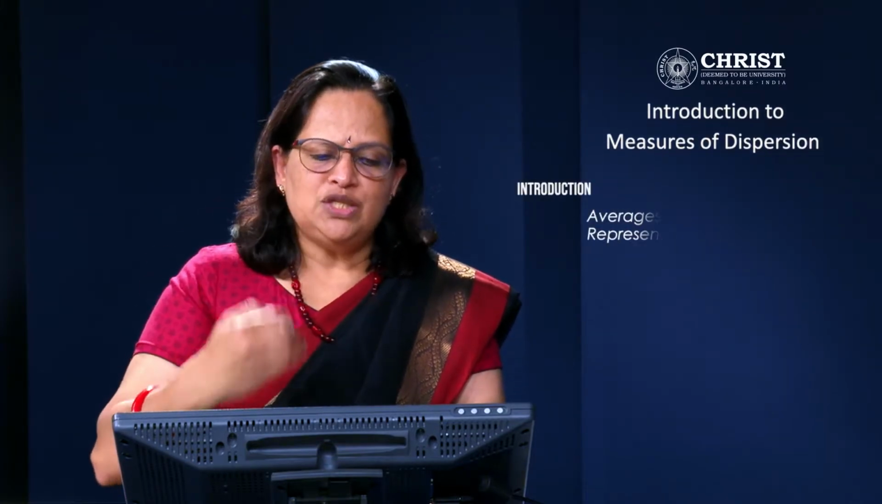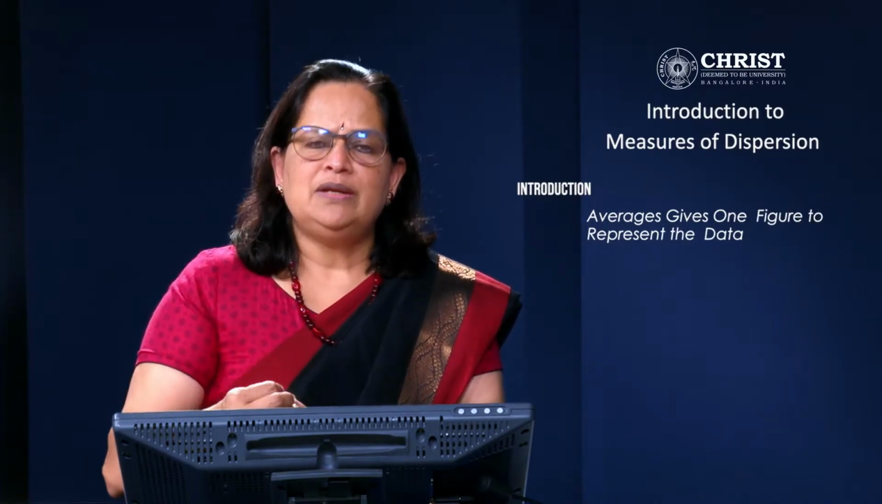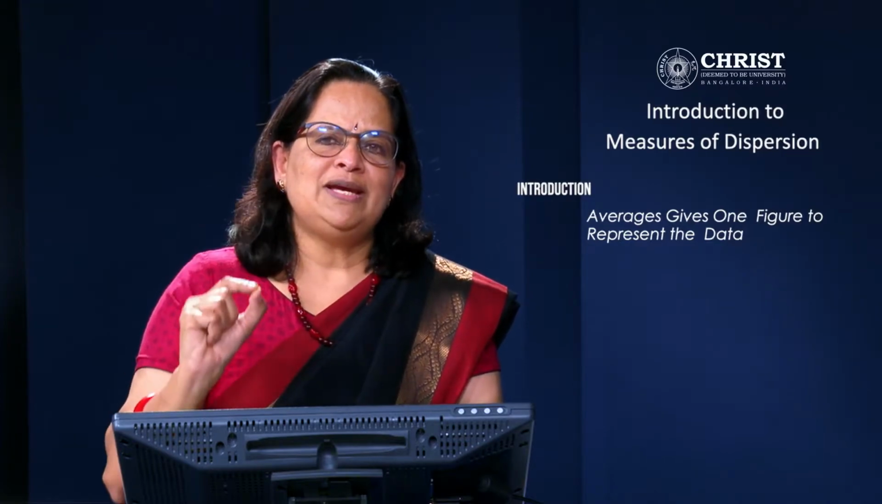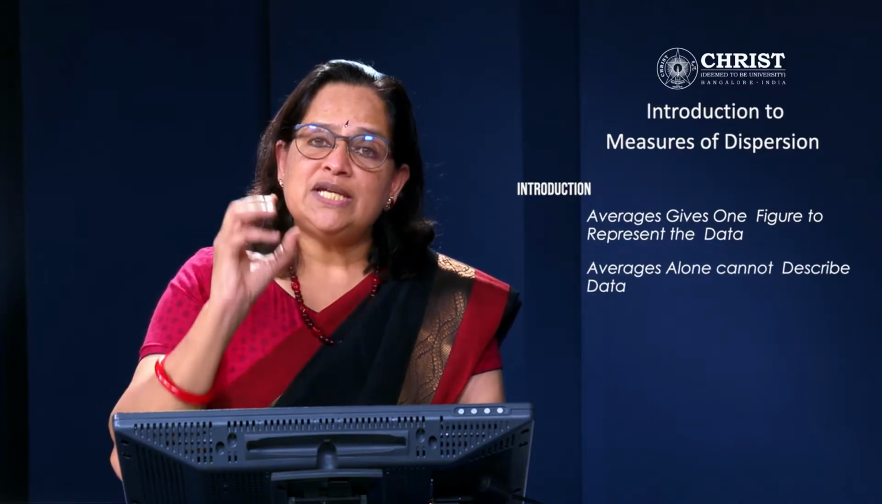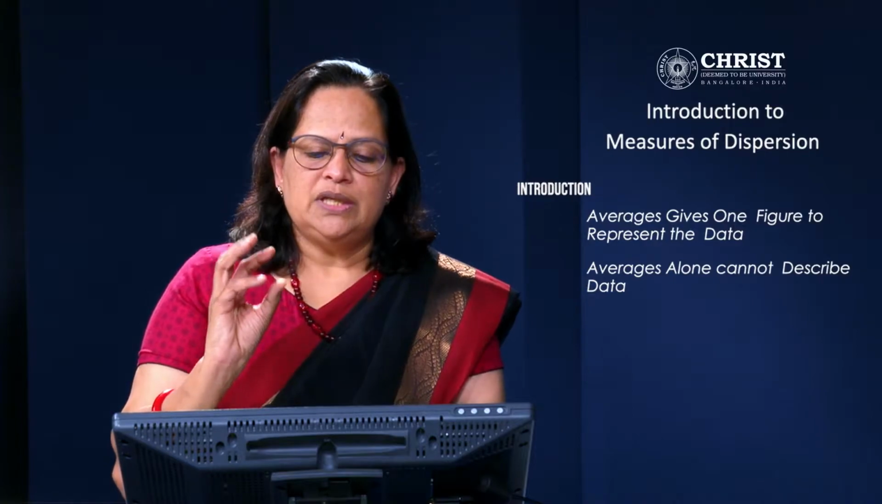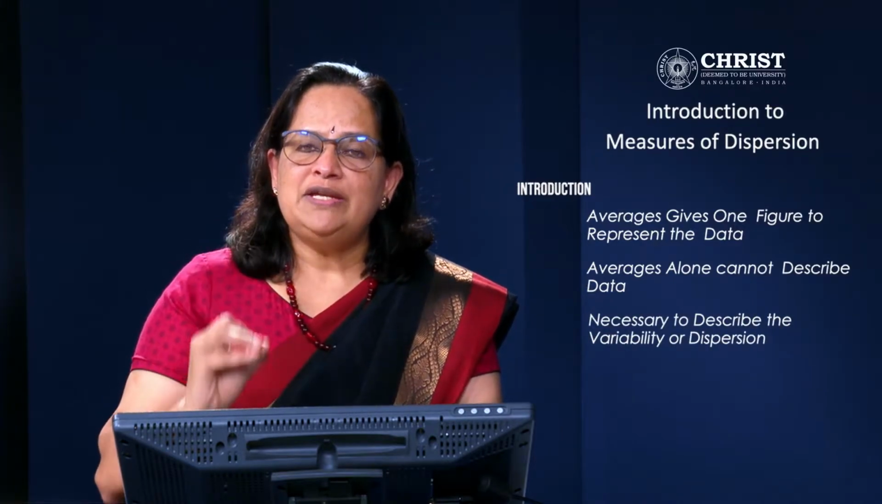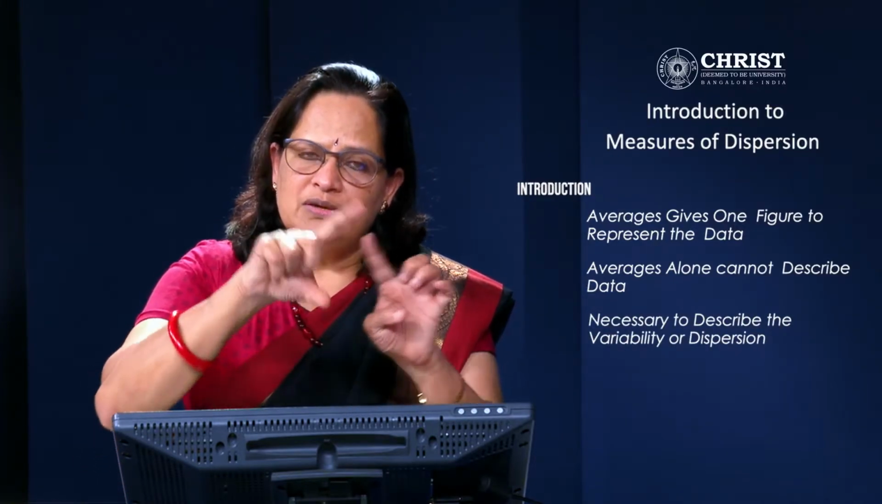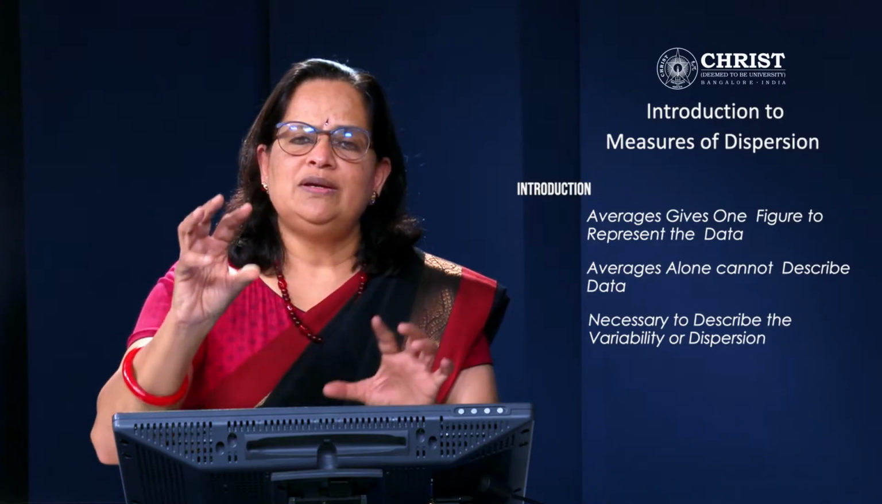So if you explain this topic, averages give one figure to represent the data, the mean, median or mode. One figure, we will get a value, whereas averages alone cannot describe the data. It is necessary to describe the variability or dispersion. What is the difference in the composition of the series?